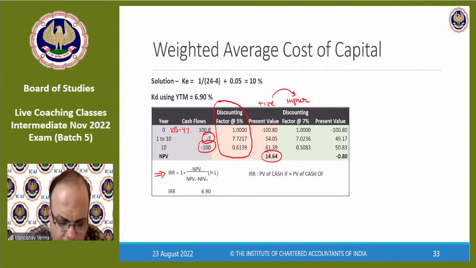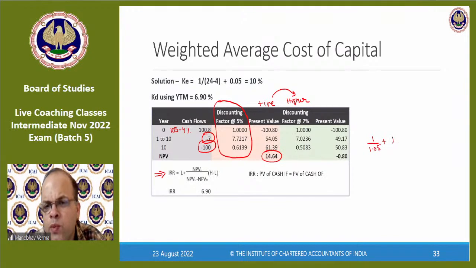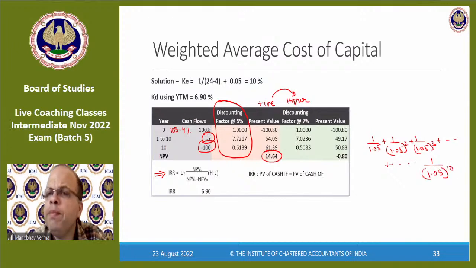Smita says, how did you get? What exactly did I get? I took an example of discounting by 5%, right? That's it. So if you're asking how did I get 7.72, this is the present value annuity factor. 1 upon 1.05 plus 1 upon 1.05 square plus 1 upon 1.05 cube and so on. You will go to 1 upon 1.05 to the power 10. However, you can get this number from present value annuity tables. So that gives you 7.7217.